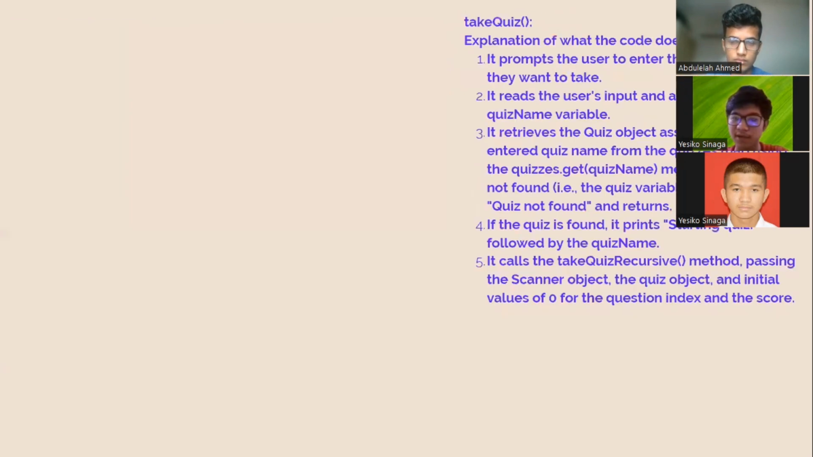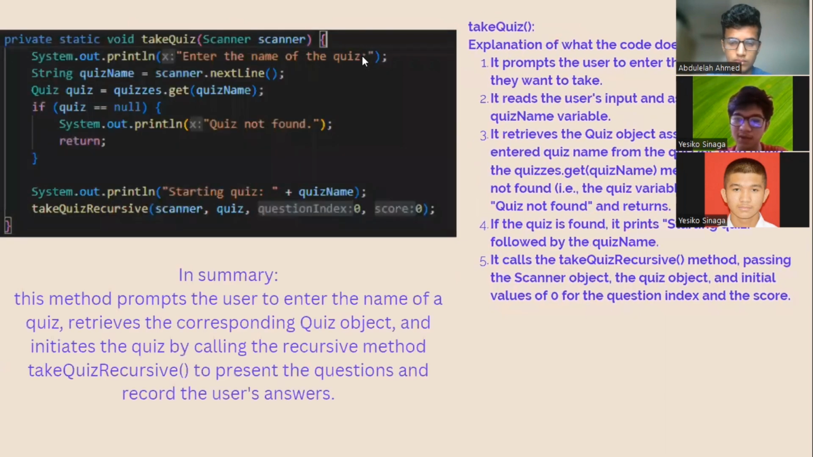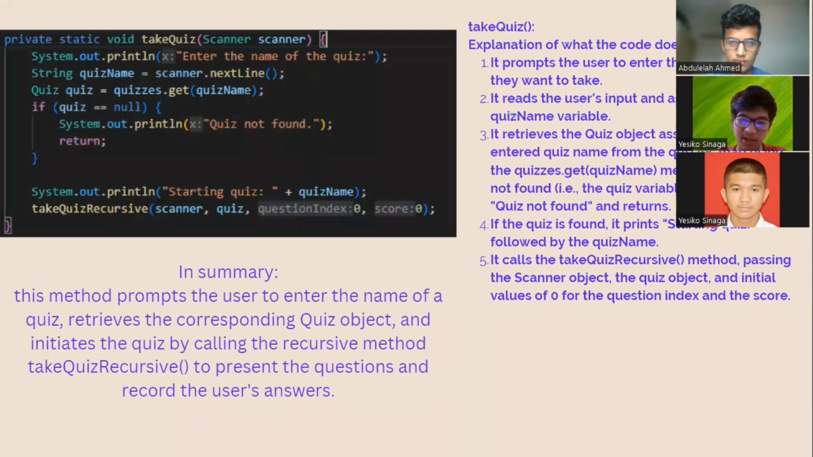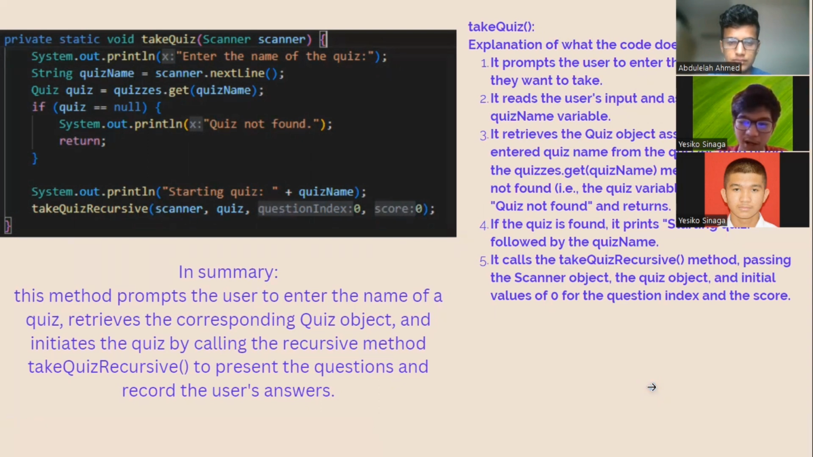Take quiz. This is the explanation of what the code does. It prompts the user to enter the name of the quiz they want to take. Second, it reads the user's input and assigns it to the quiz name variable. It retrieves the quiz object associated with the entered quiz name. If the quiz is not found, the quiz variable is null. It prints quiz not found and returns. If the quiz is found, it prints starting quiz followed by the quiz name.